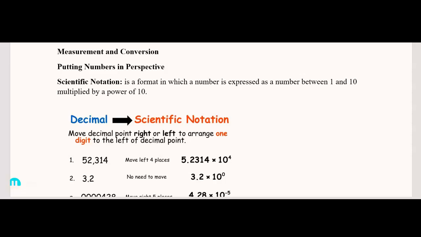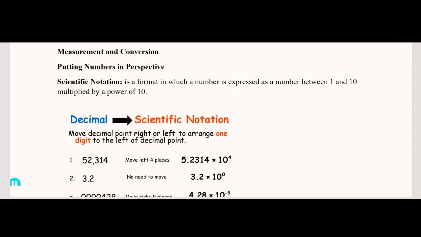Hello everyone, and today we are going to be covering our last section of the measurement and conversion unit, and this is all about putting numbers in perspective, just looking at scientific notation. Now this should be review because at some point we always have scientific notation in one of our math courses, but I do want to review just to make sure, because if it's been a while, it's kind of like riding a bike, you eventually recall it.